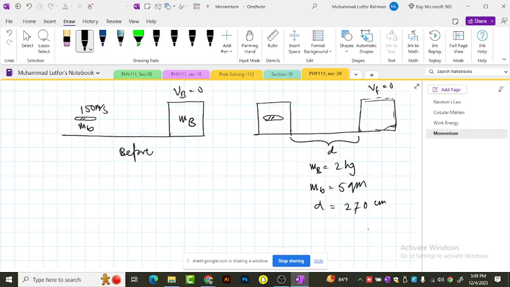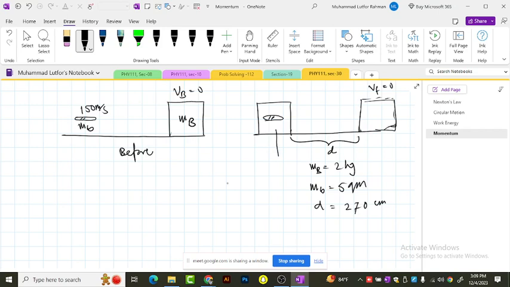Now they ask you what is the frictional force between the block and that surface, because that's the frictional force that does the job to stop it over here. Because if I draw the free body diagram of this bullet-block system, after the impact you will find out that this is the force.